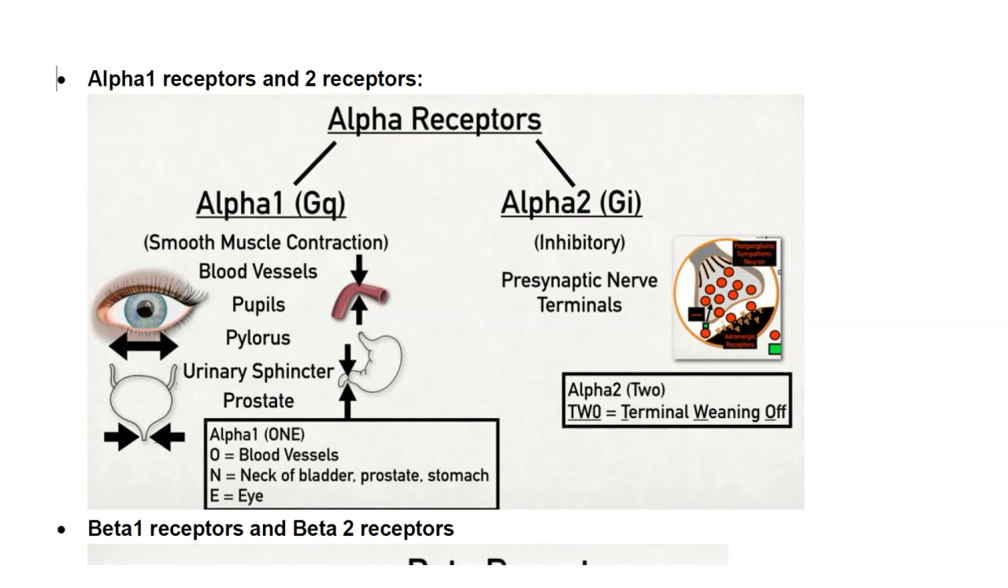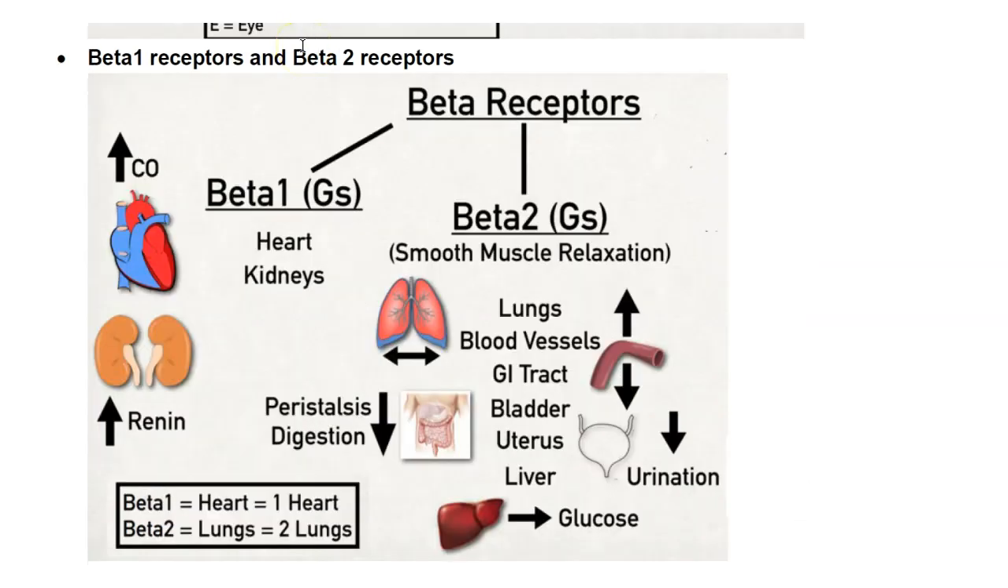And again, we're going to go over it again later on once we start talking about medications that will affect these receptors. Next are your beta 1 receptors and beta 2 receptors. An easy way to remember, and I teach this to all of my students, is beta 1, you have one heart, and beta 2, you have two lungs. Just knowing that will give you an idea of what it affects.